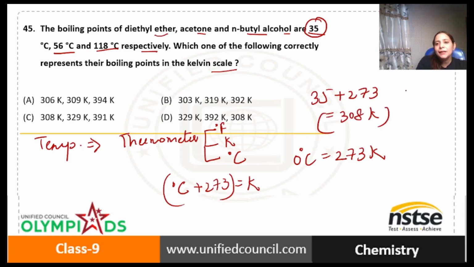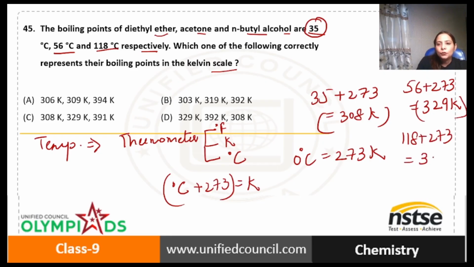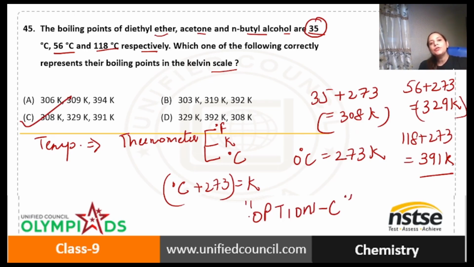Likewise, 56 degrees Celsius can be converted to Kelvin again by adding 273. You will get 329 Kelvin. Third, 118 again can be converted into the Kelvin scale by adding 273, and it comes out to be 391 Kelvin. So the answer option which has 308, 329 and 391 would be correct. That is option C. So therefore, you should always remember that scales of temperature have certain relations between them. Using that, we can convert the scales.